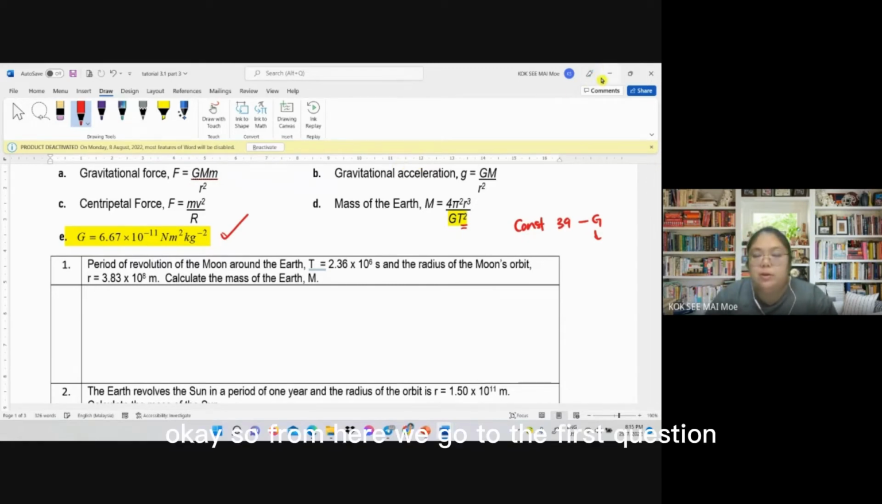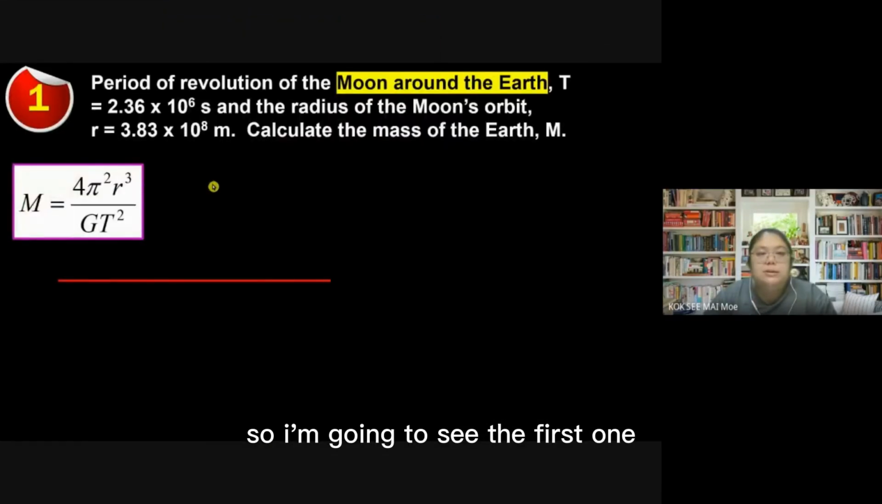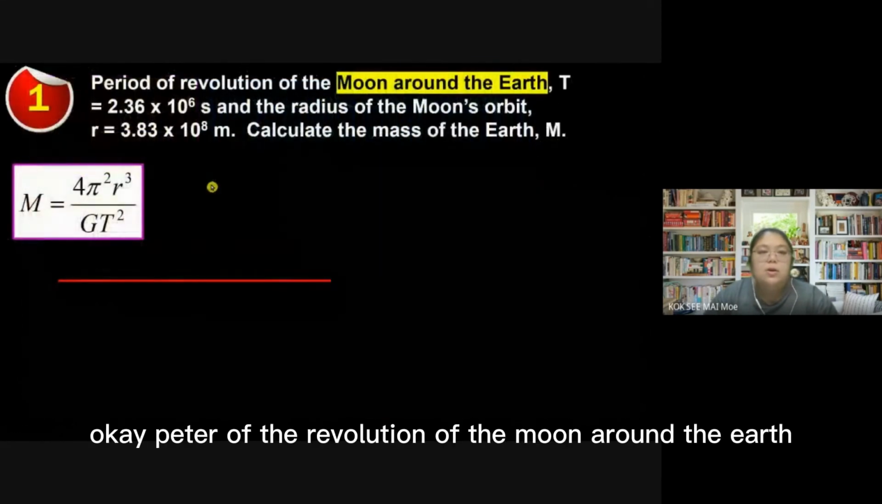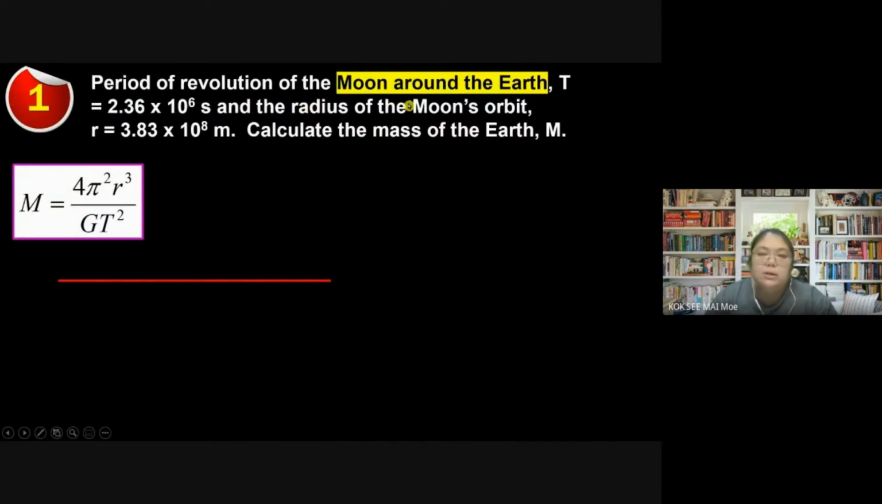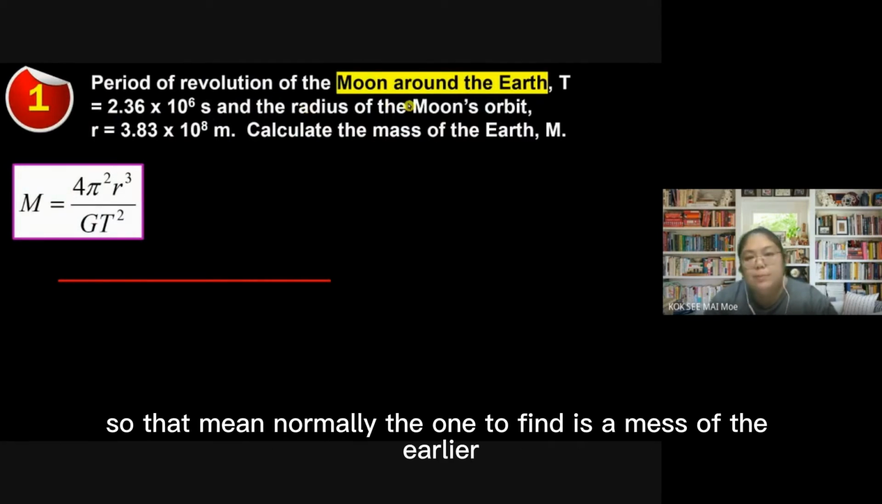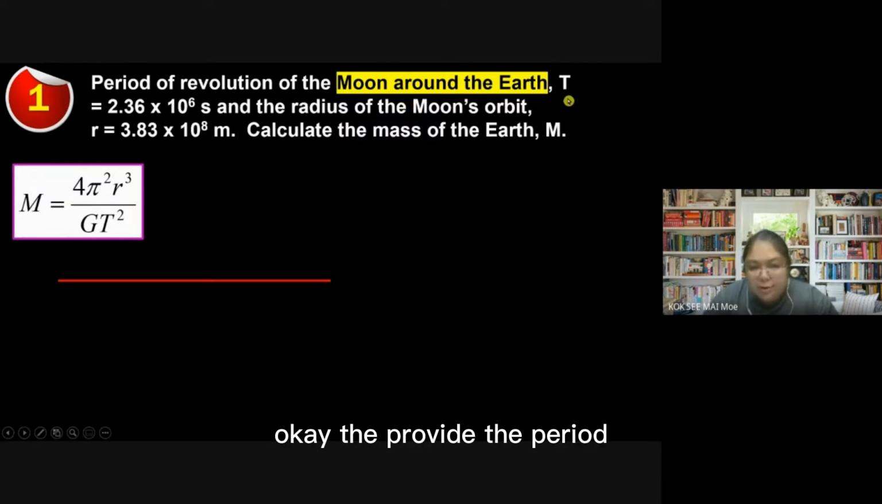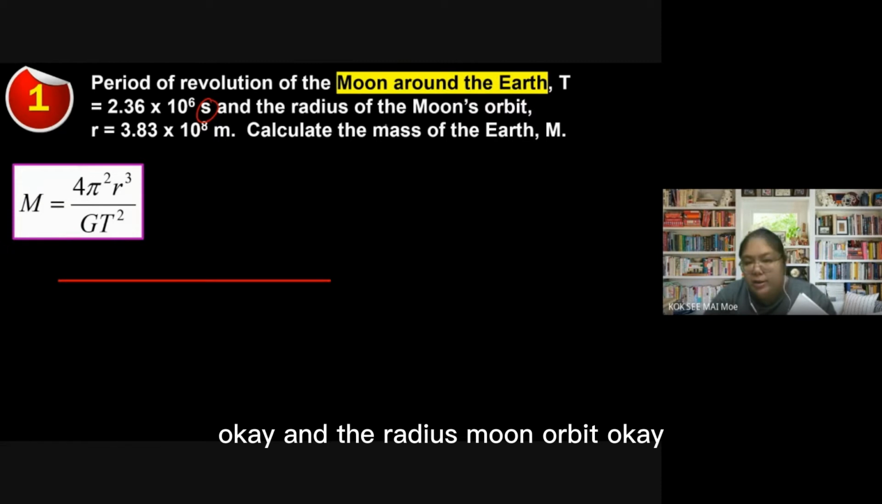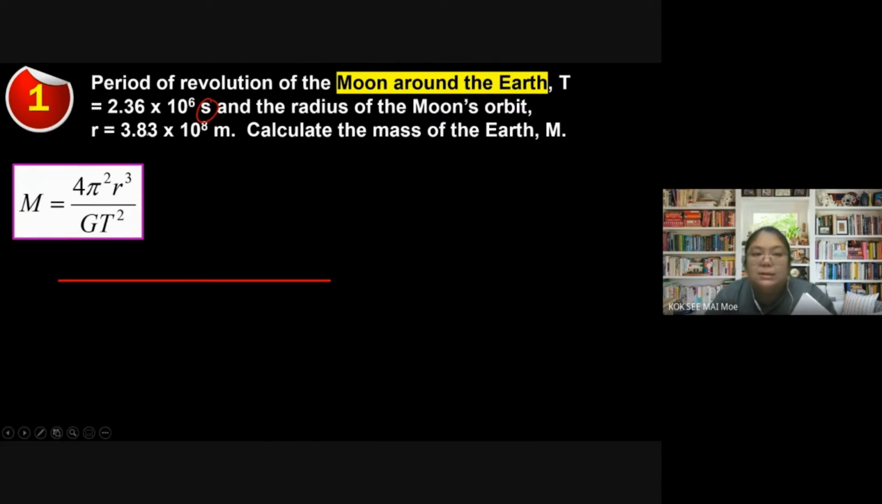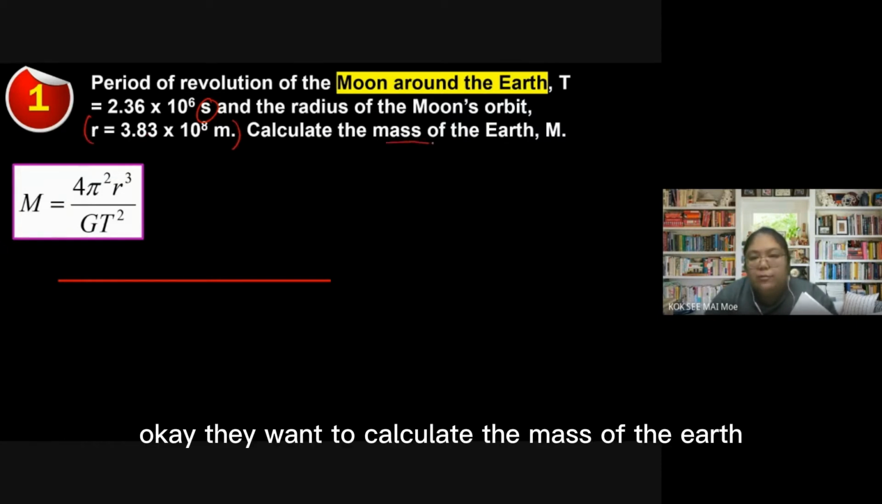So from here we go through the first question. The period of revolution of the moon around the Earth. Moon around Earth means normally they want to find the mass of the Earth. They provide the period, 2.36 times 10 power of 6 seconds, and the radius of the moon's orbit around the Earth. They want to calculate the mass of the Earth.